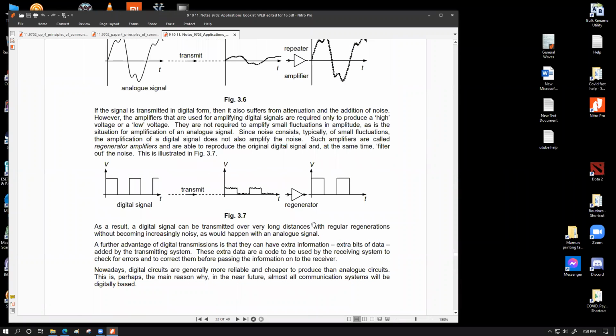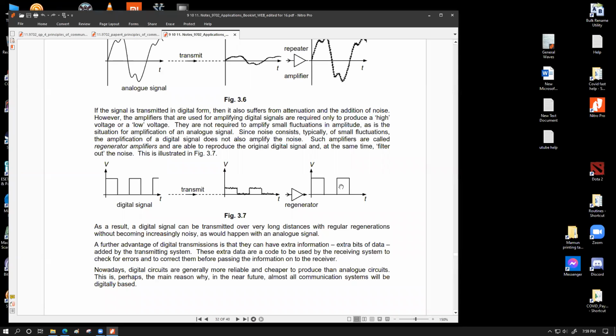Somewhere over here we can see that whenever a digital signal passes through a communication channel, because of attenuation, all the high voltages are going to lose some of their voltage, which is obvious. And also because of random noise pickup, you see these zigzag lines over here, which basically represent the pickup of random signal power from the communication channel.